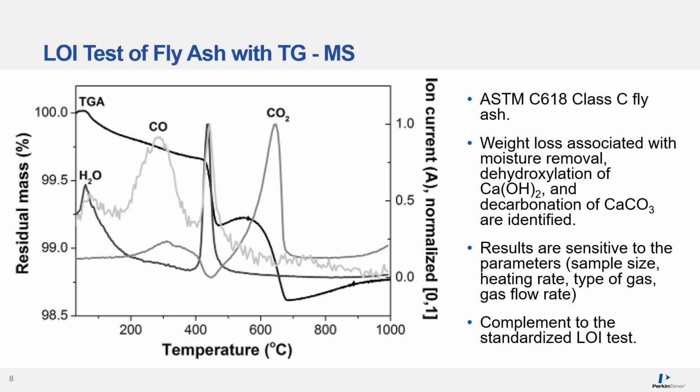This graph is a little hard to distinguish with the colors, but let me point out quickly what you're seeing. This line in black is your TGA curve, and you can see that it has the shape of weight loss like you were seeing before. Laid on top of that are the mass specs for water, CO, and CO2. The results are sensitive to parameters such as sample size, heating rate, types of gas, and gas flow, but it's used to complement your standard LOI test.